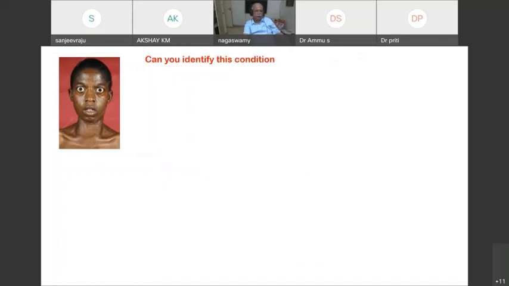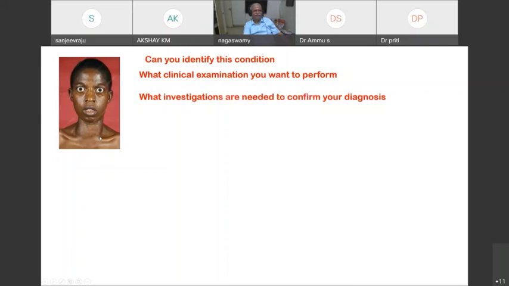Can you identify this condition? Exophthalmos. See, look at the eyes. Whenever you see an eye like this, what should you immediately look at? The thyroid gland. Goiter. Graves' disease. So the clinical examination you want to perform is to examine the thyroid gland for swelling.